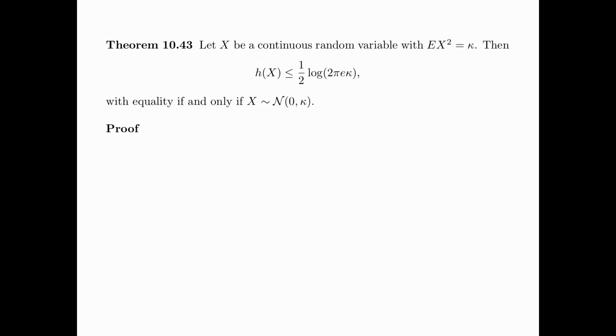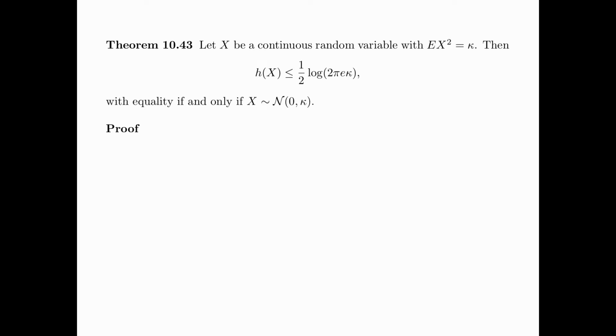Theorem 10.43 says the following. Let X be a continuous random variable with the second moment being κ. Then the differential entropy of X is upper bounded by 1/2 log 2πeκ, with equality if and only if X is a Gaussian random variable with mean 0 and variance κ.